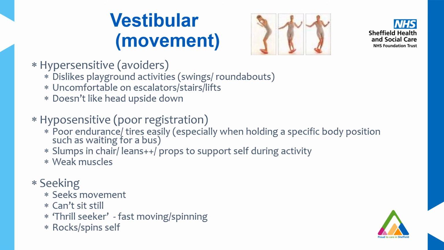Someone who does not register the movement information well may tire easily, have weak muscles and slump when sitting. If they seek the sensation, they may be on the go all the time, rocking or spinning, and struggle to sit down for meals or tabletop activities.